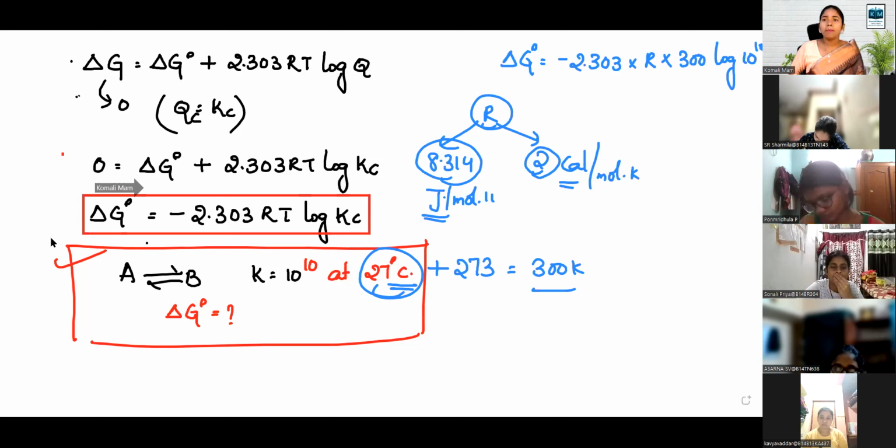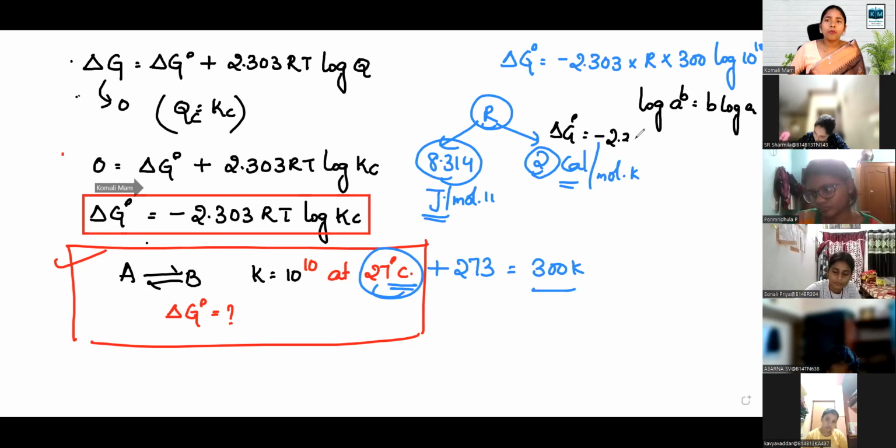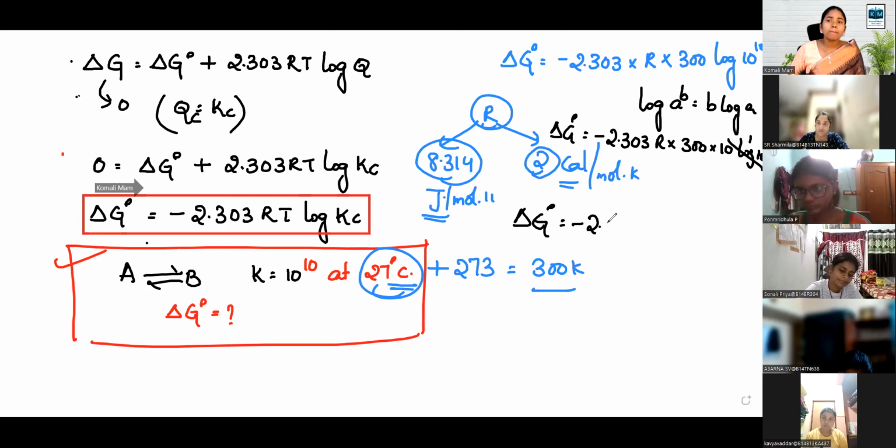The formula for log A power B is B log A. What is the formula of log A power B? B log A. Got it? Now, delta G naught is equal to minus 2.303 R into 300. The 10 comes before log 10. Log 10 is 1. Then delta G naught is equal to minus 2.303 R value.